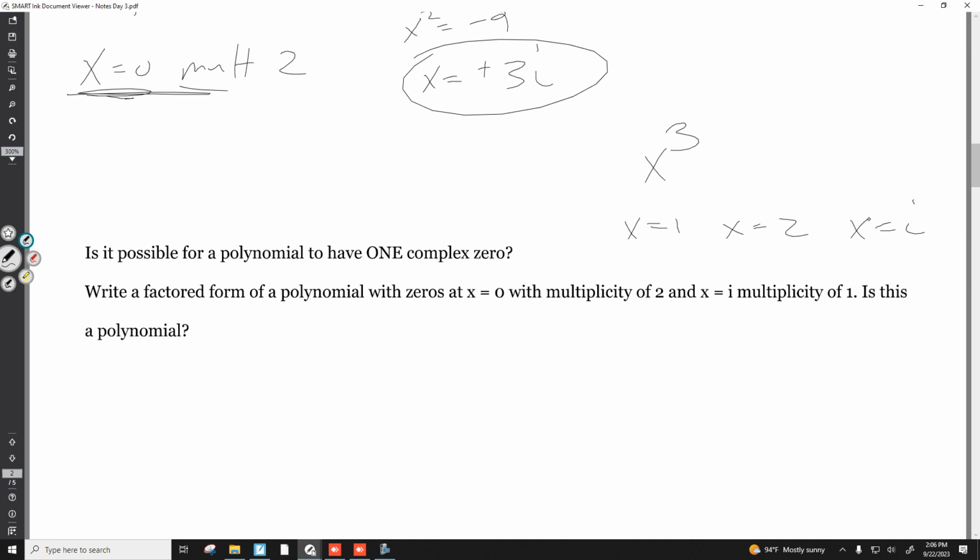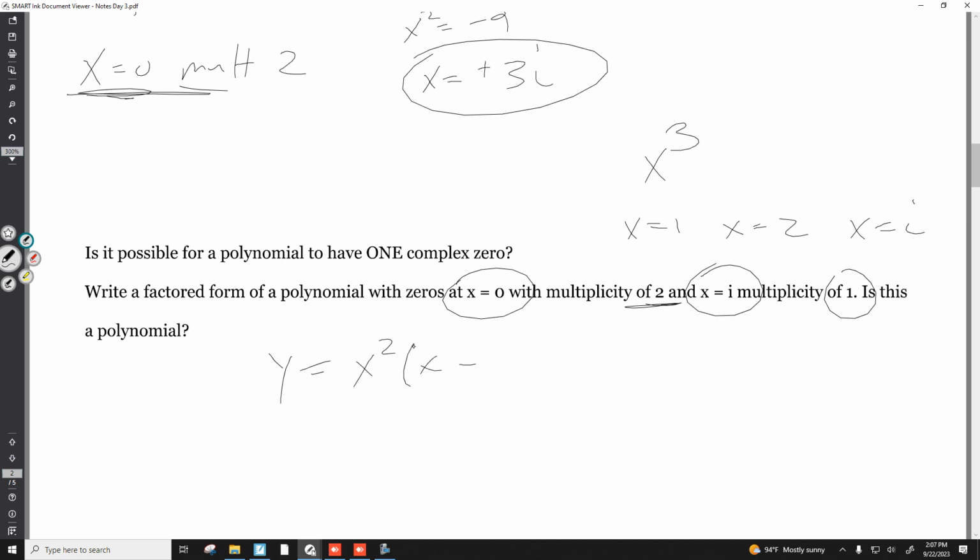Well, here's an example that might show you if the answer is yes or no. Here is a very simple equation. We have a polynomial with a 0 at 0. Its multiplicity is 2. And then a 0 of i, multiplicity 1, which means we just have 1. Let's write that out. Okay, y equals x equals 0 multiplicity 2. What would be the factor? Cool. And then x equals i multiplicity of 1. How would you write that out?